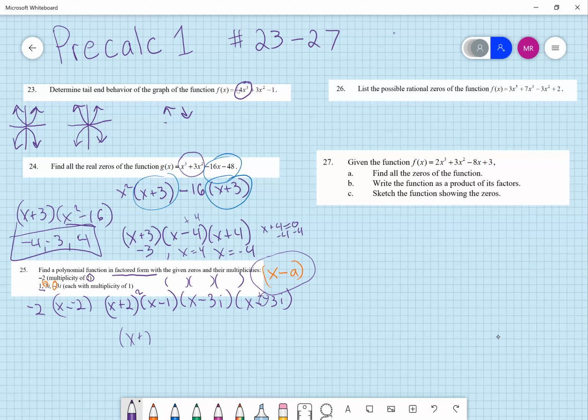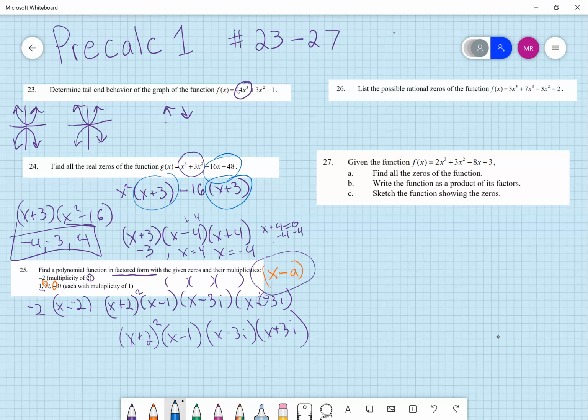x plus 2 with a multiplicity of 2. And then we're told that each of the following factors have a multiplicity of 1. So x minus 1, x minus 3i, and x plus 3i. Now, because it's in factored form, we don't have to multiply this out. Yay! So 26, list the possible rational zeros of the function.